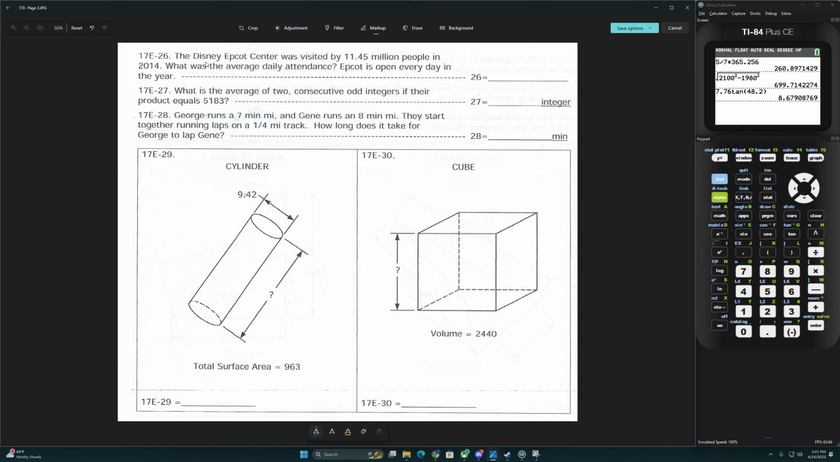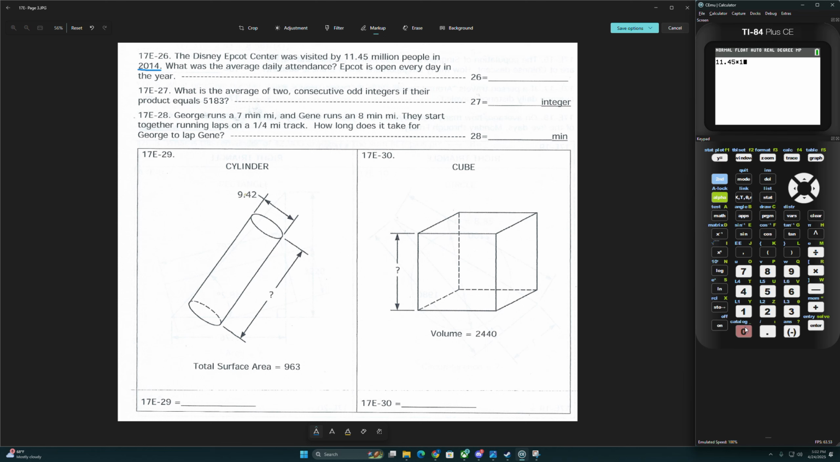All right. The Disney Epcot Center was visited by 11.45 million people in 2014. What was the average daily attendance? And they're open every day of the year. All right, so 2014. I guess this is one of those times where you also have to know leap years, right? If, for example, this was 2014 or 2018 or something, yeah, 2014, 2018, 2022. I think that would be a leap year. So in this case, it's not a leap year. We're good. So I'm just going to use 365. I'm guessing that's what we have to do at least.